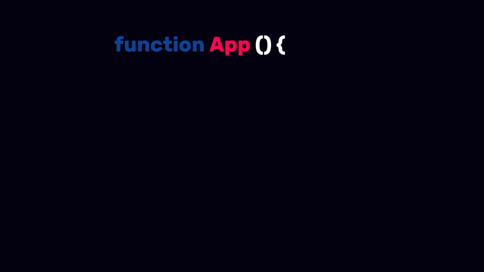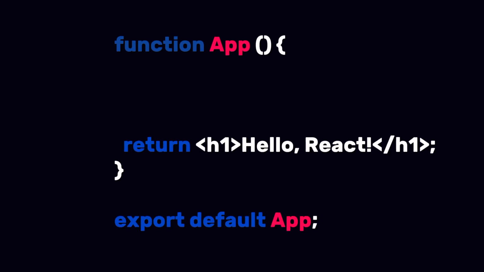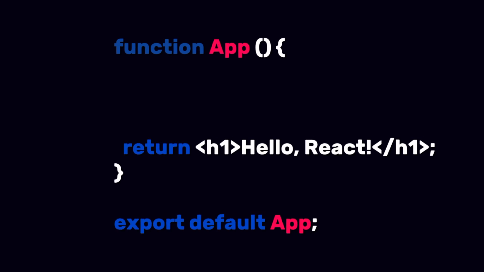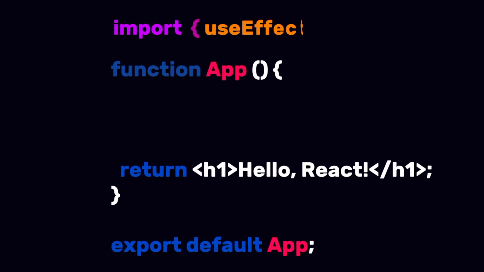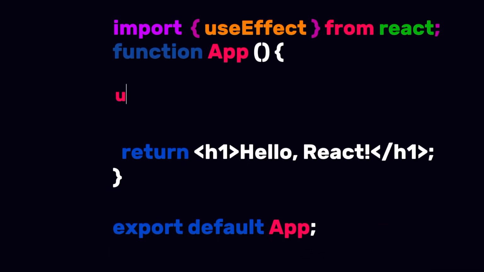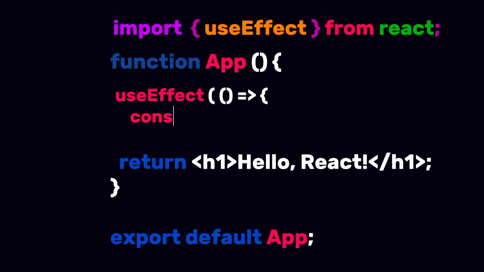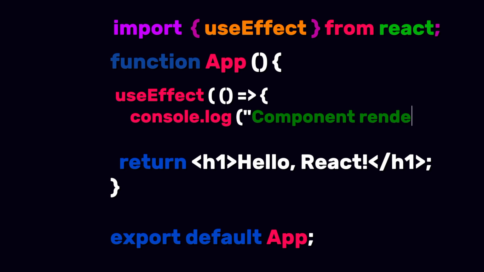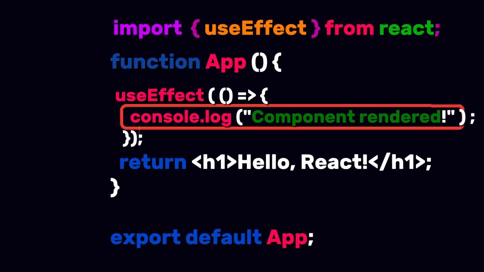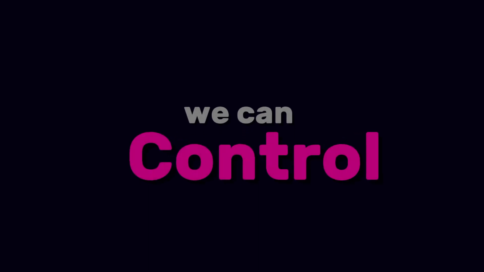Let's create a simple React component that logs out a message whenever the page loads. To do that, we first of all have to import useEffect from React. Now inside our App component, we write a useEffect with this console log message. Now the code inside useEffect runs every time React renders the page, and the message appears in the console every time the page updates. Let's see how we can control when useEffect runs.